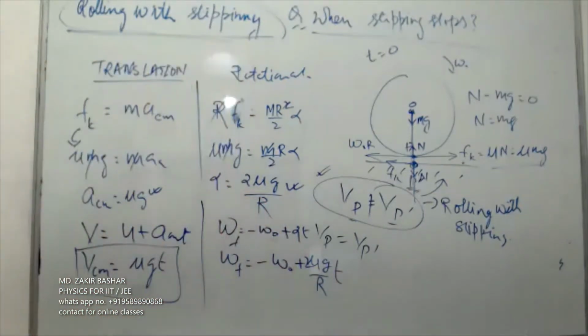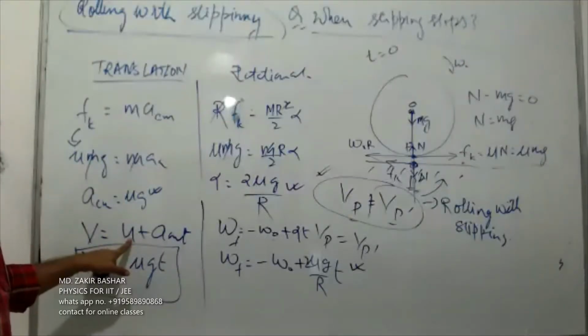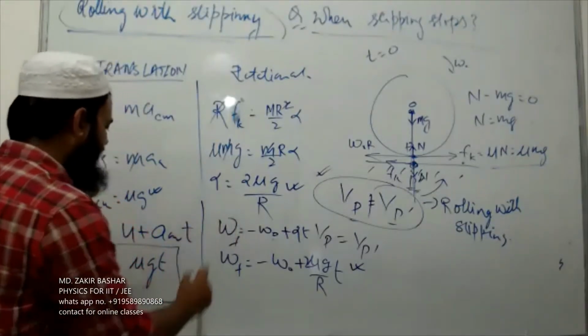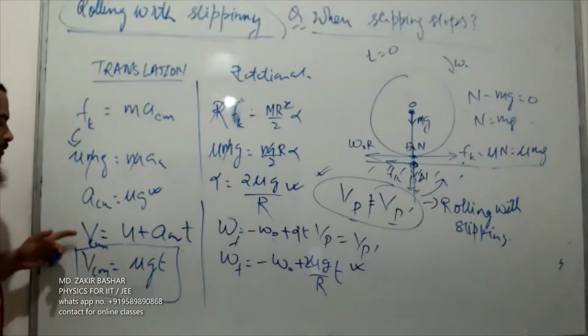Is it clear? Yes, sir, this value and this value are clear. Sir, VCM we won't take as 0 because it's already rotating, no? Initial velocity is 0. After time t, I am calculating the velocity.